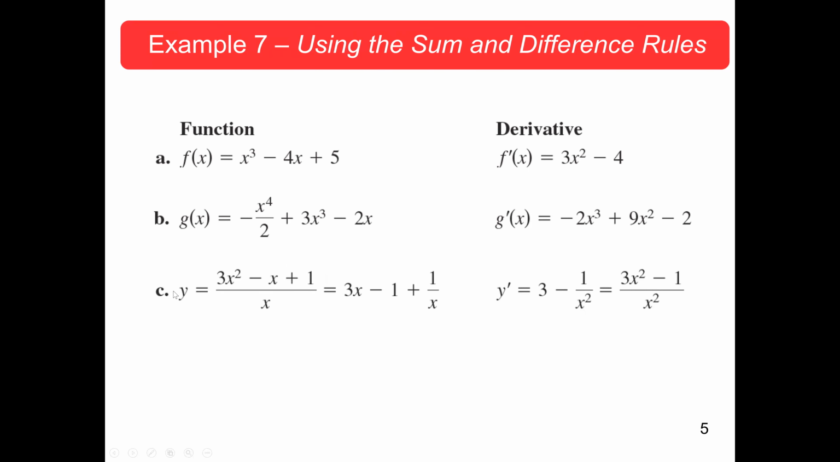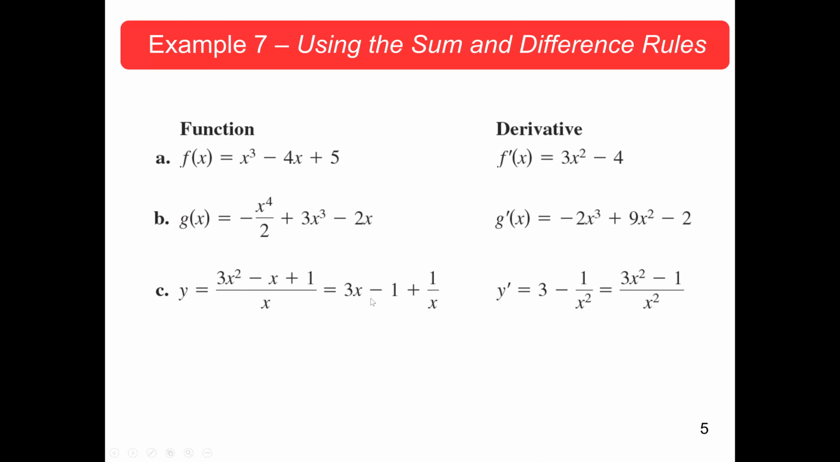Next, we have y equal to 3x squared minus x plus 1, all divided by x. First of all, sometimes when we have an equation, if it's possible, we can reduce the equation. So for example, here we decided to divide 3x squared by x, minus x by x, and 1 by x, and that gives us 3x minus 1 plus 1 over x.